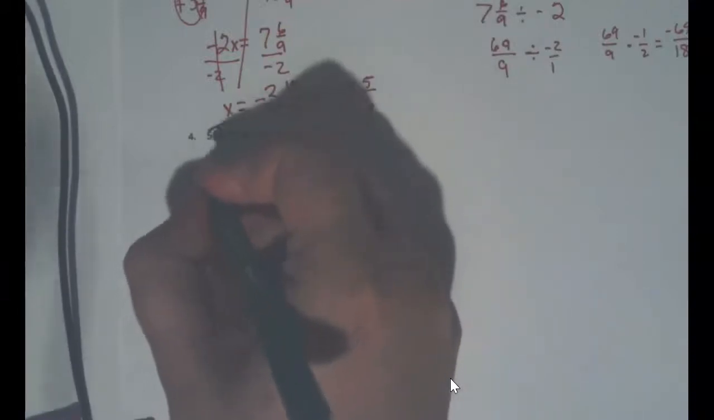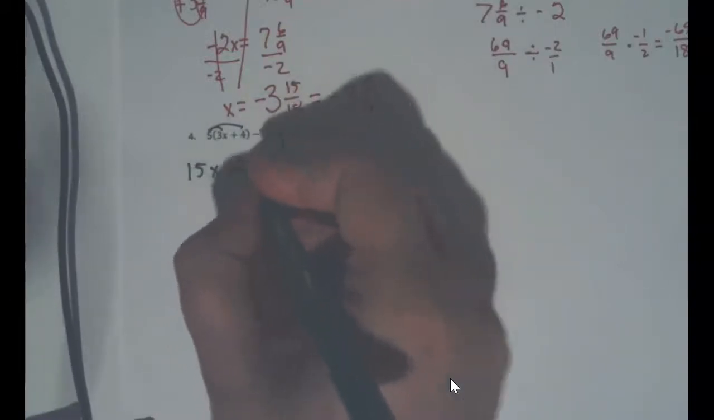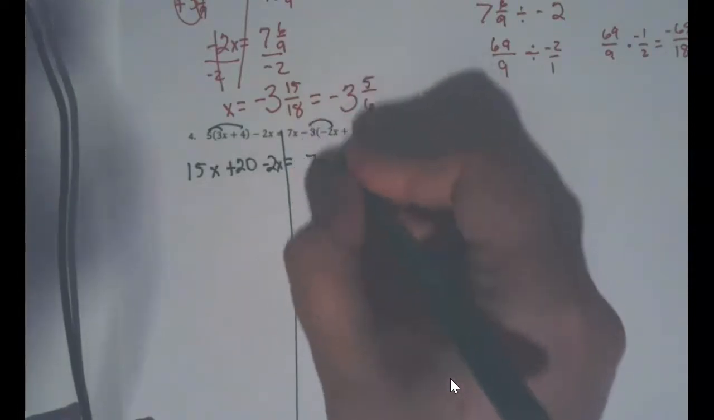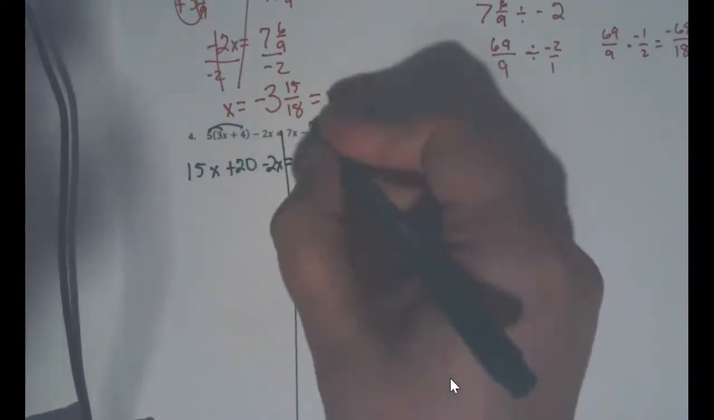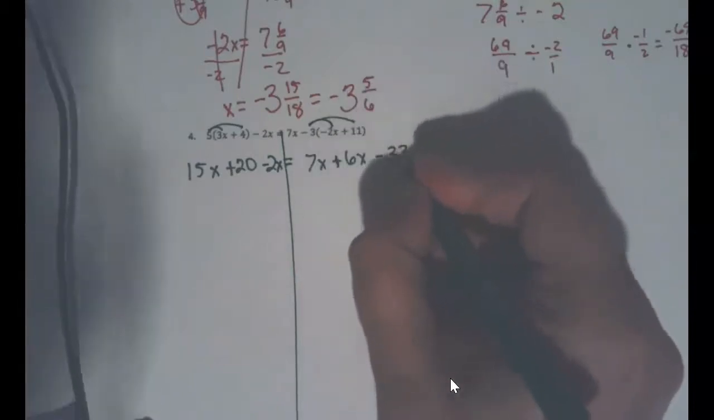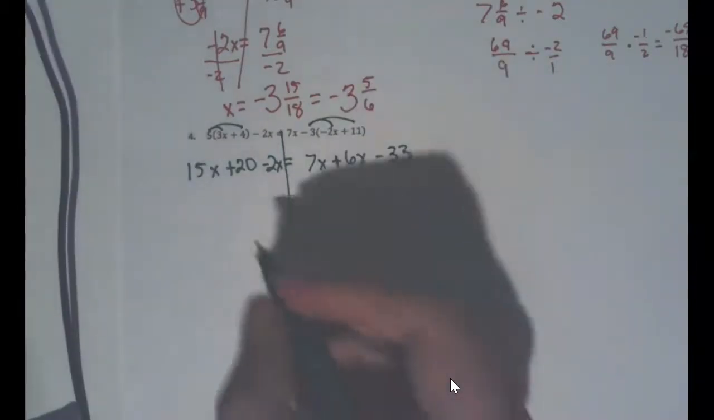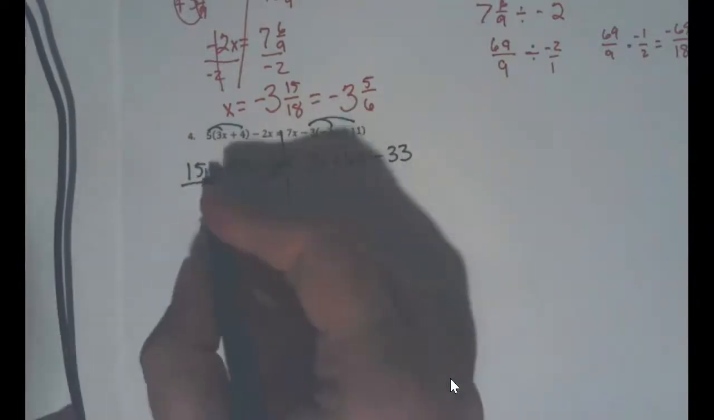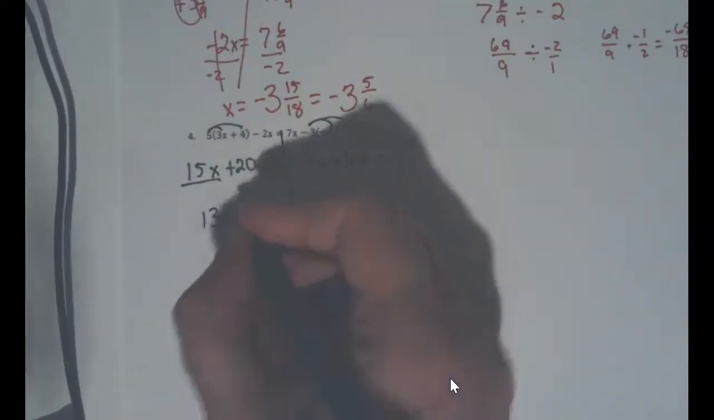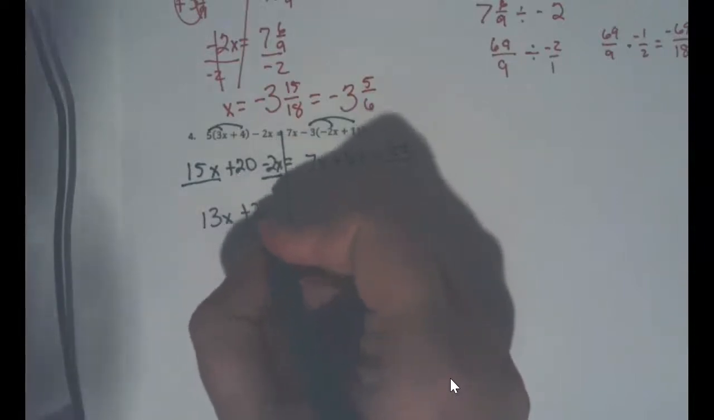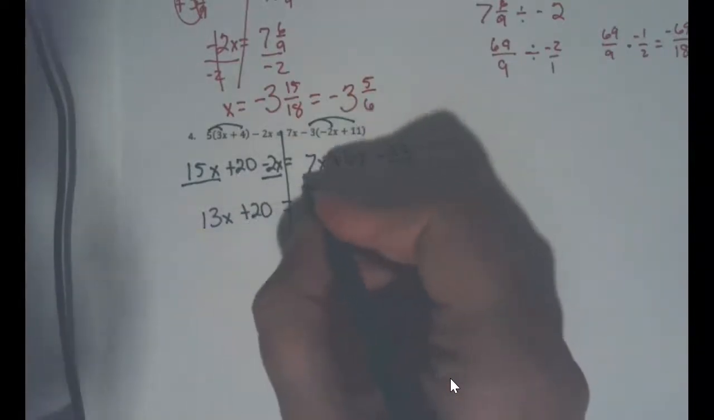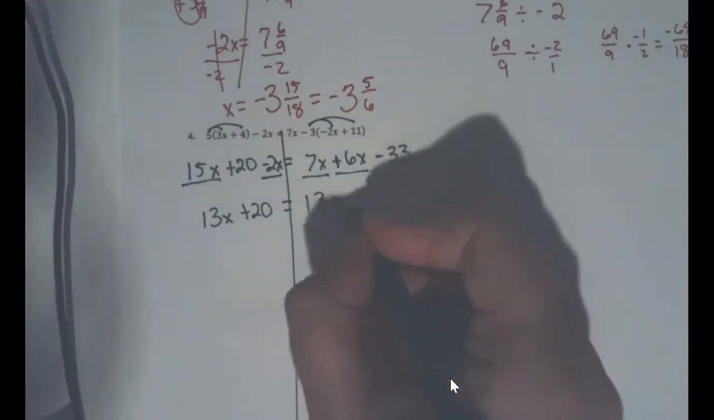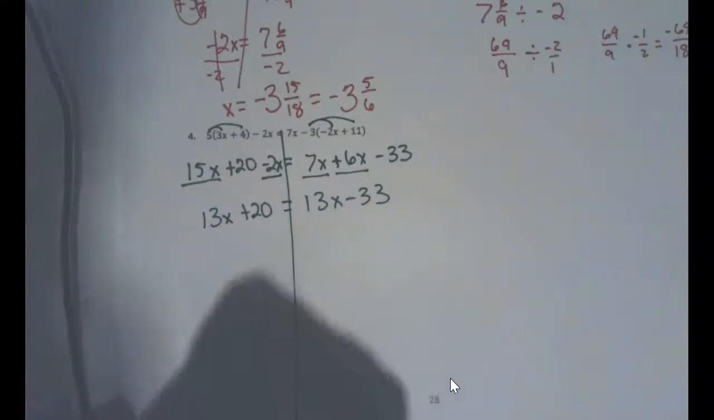So I get 15x plus 20 minus 2x equals 7x plus 6x minus 33. Now I'm going to combine like terms. 15x minus 2x. 15 minus 2 is 13x. Bring down the plus 20 equals, more like terms to combine, 13x minus 33.